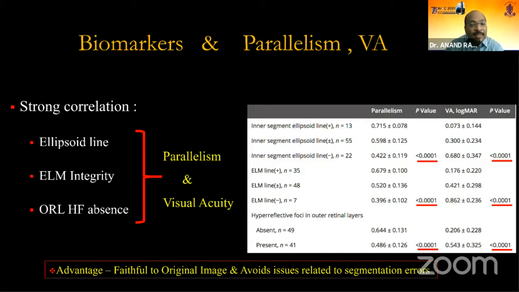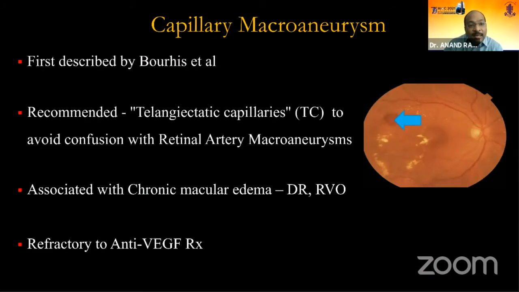Capillary macroaneurysm, another fairly recently understood entity described by Boris et al. First, recommended the word telangiectatic capillaries to avoid confusion with the retinal artery macroaneurysm, is associated with chronic macular edema because of vascular causes, vascular occlusions, fairly refractory to anti-VEGF treatment.